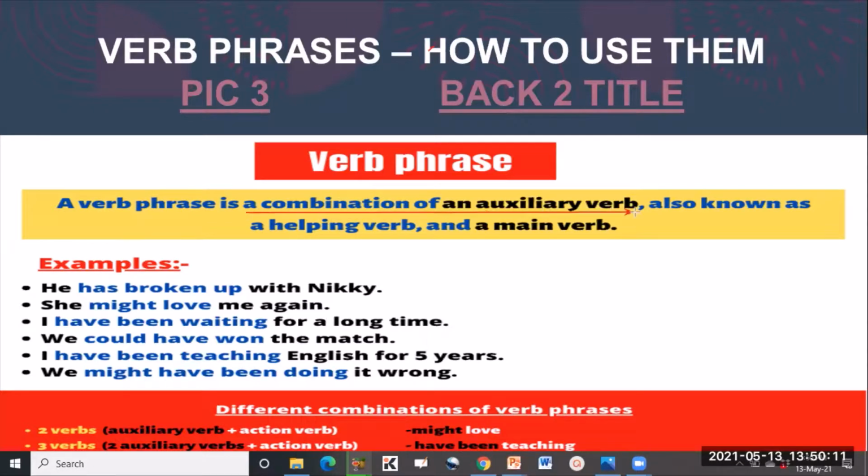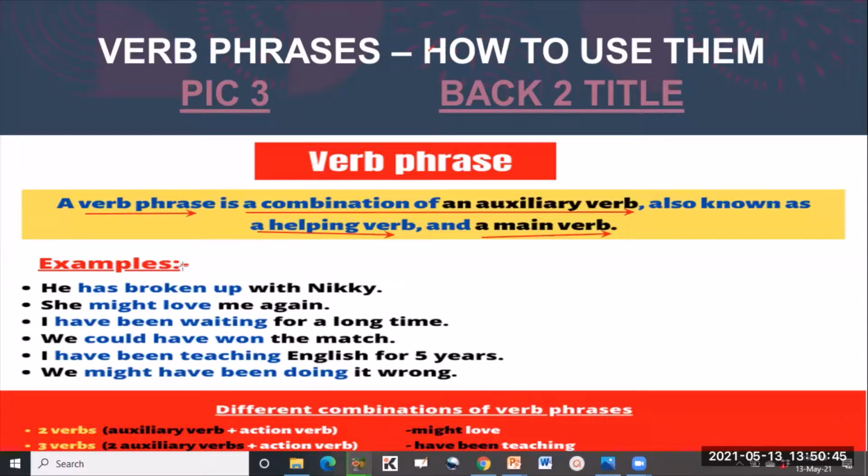of an auxiliary verb, which is also known as a helping verb, and a main verb. So in other words, when we have an auxiliary verb and we combine it with a main verb, what do we form? We form the verb phrase. All right, so that is how a verb phrase is formed. We have already seen it. We are just trying to recap what we have already learned.